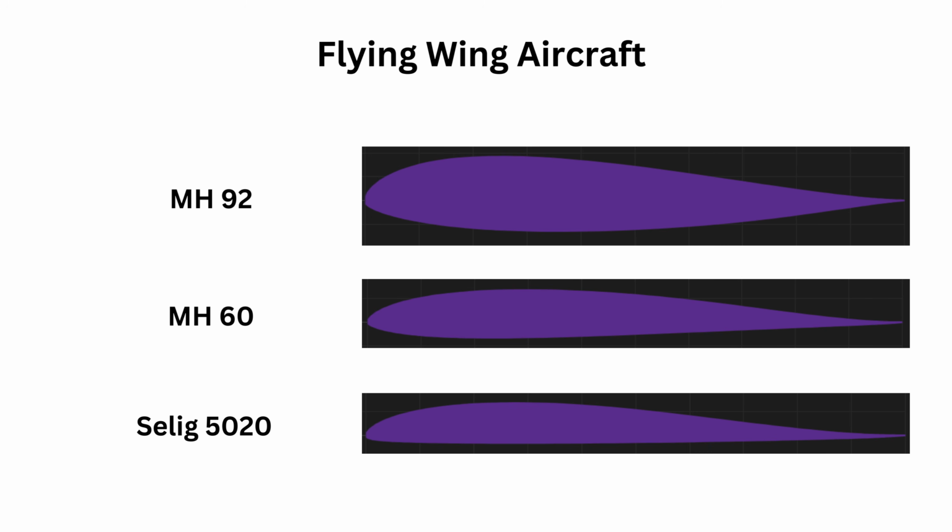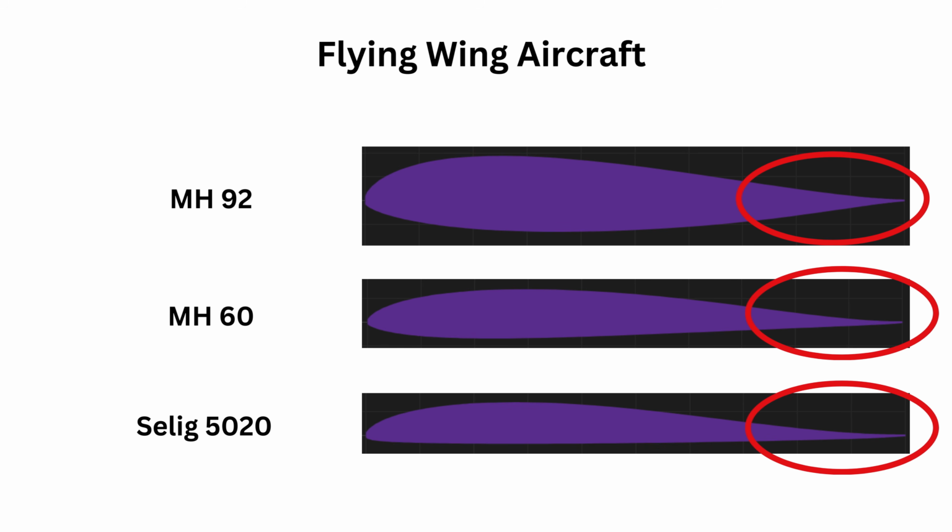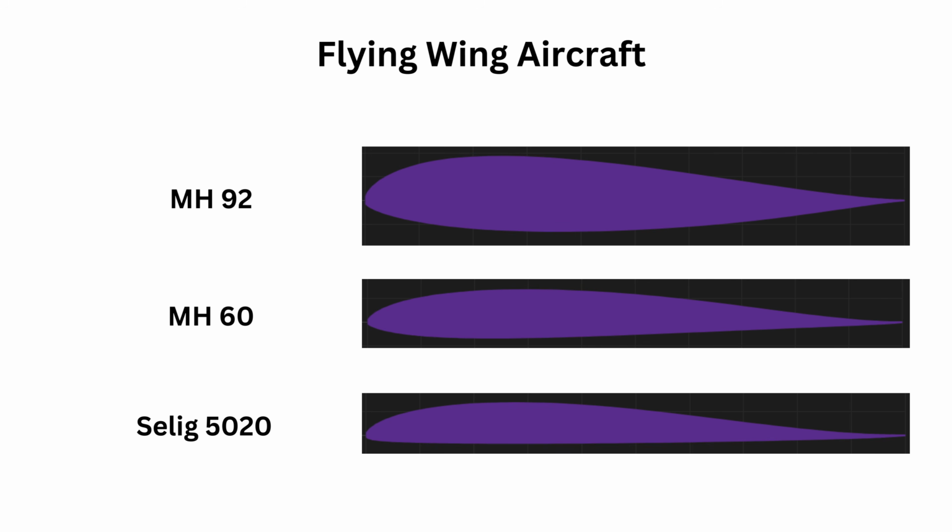This is usually done through what is called airfoil reflex, which is when the trailing edge of the airfoil is bent upwards. This has a similar effect to the up pitch produced by the horizontal stabilizer, but built into the airfoil itself. Some popular options for reflexed airfoils are the MH60, MH82, MH92, Selig 5020, and the Eppler 186.